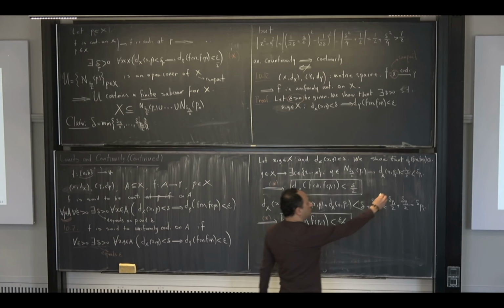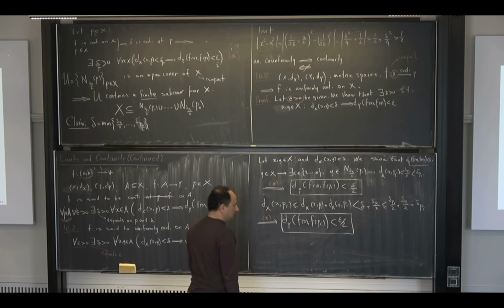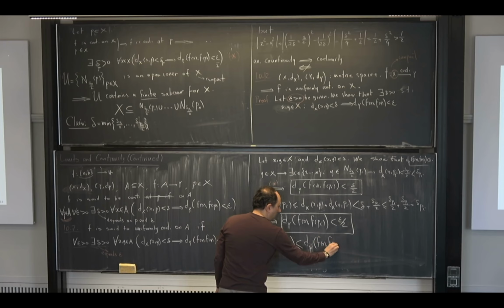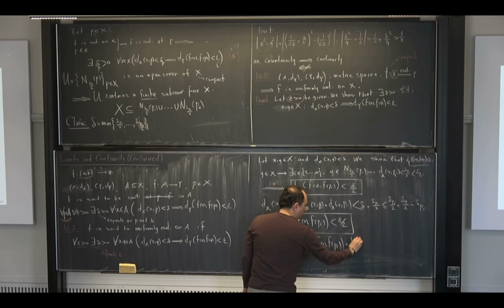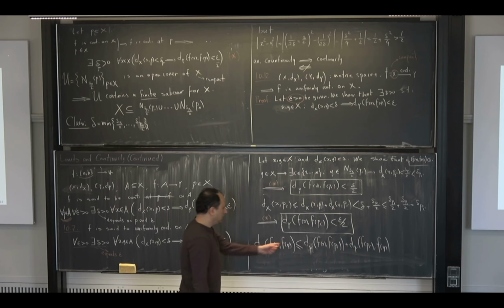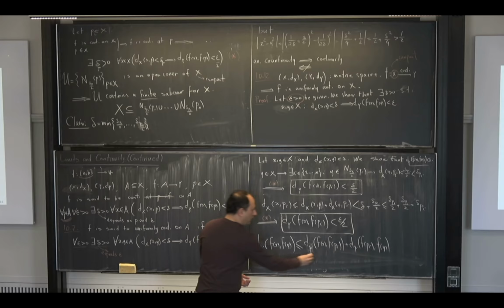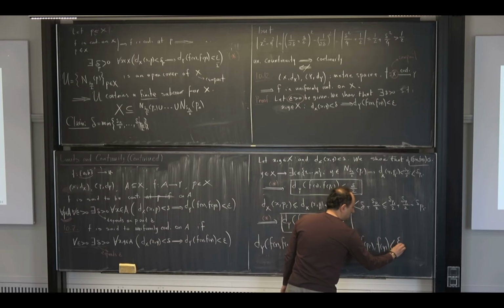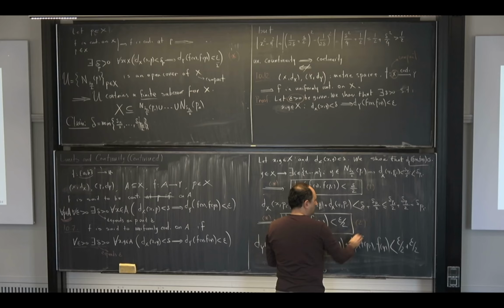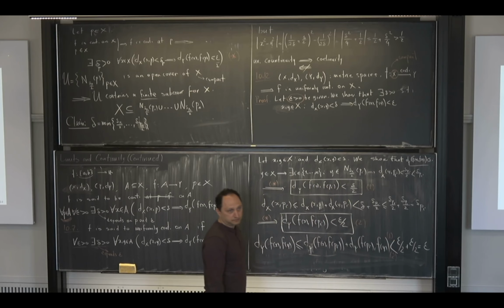Now my goal was to show this one is less than epsilon. So I would write d_Y(f(x), f(y)) is less than or equal to d_Y(f(x), f(p_i)) plus d_Y(f(p_i), f(y)). Triangle inequality on the Y side. But this one is less than epsilon over 2, and this one is also less than epsilon over 2. So I can write number 1 and number 2, but this is just epsilon. Okay?